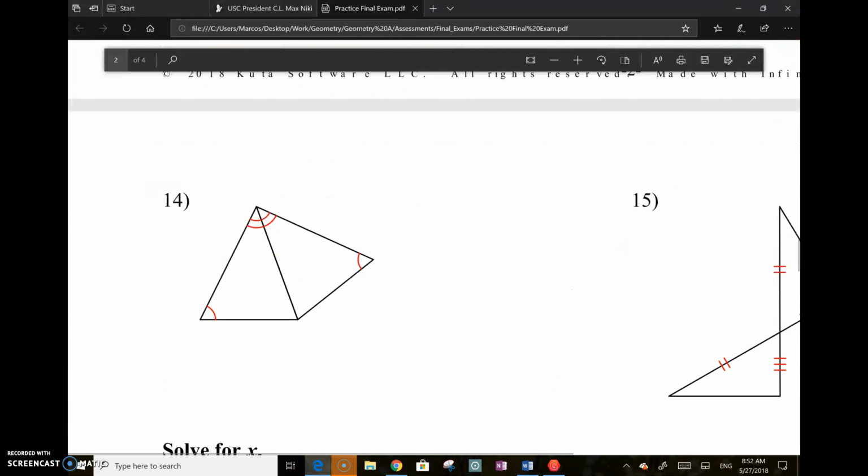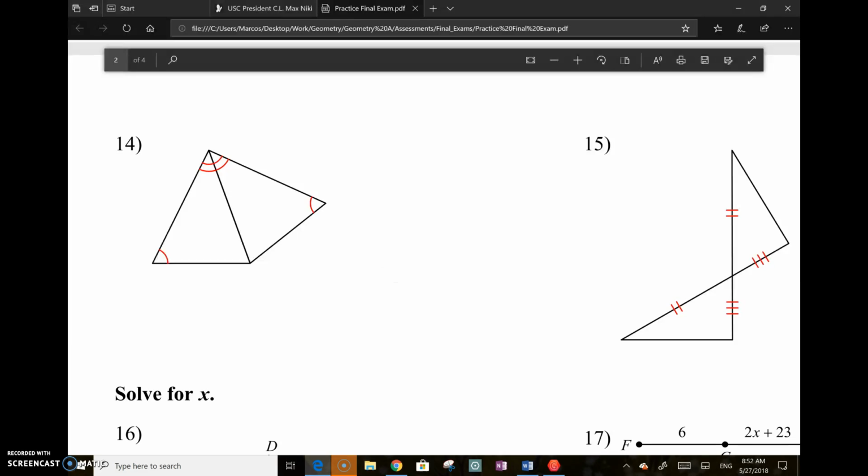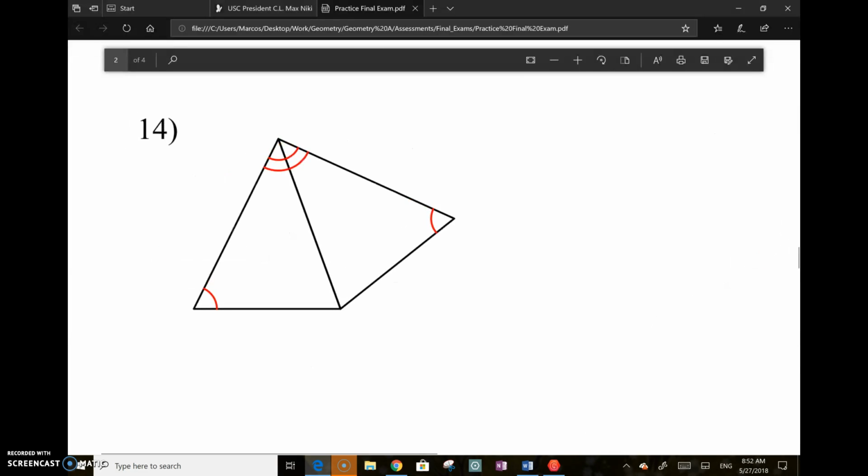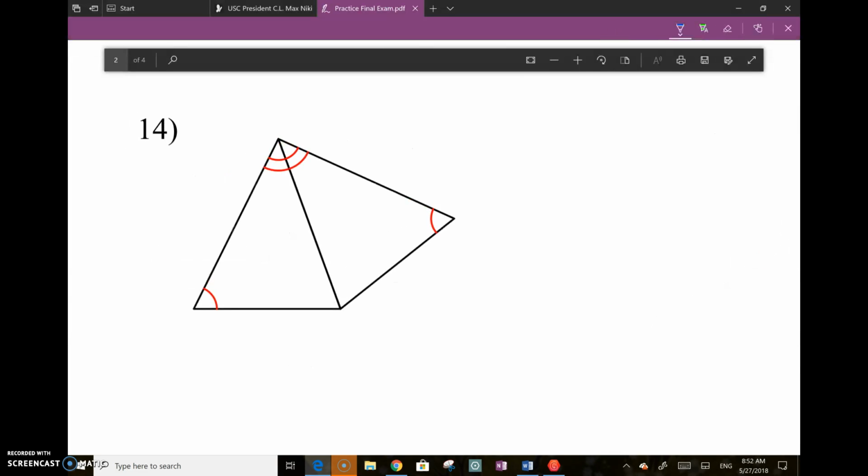Moving on, number 14. Okay, number 14, let's see what we have. In this one, we have an angle, and we have another angle, and then we have the shared side over here, which is not marked, but because we know it's a shared side, we can go ahead and mark it ourselves. This is angle, angle, side.